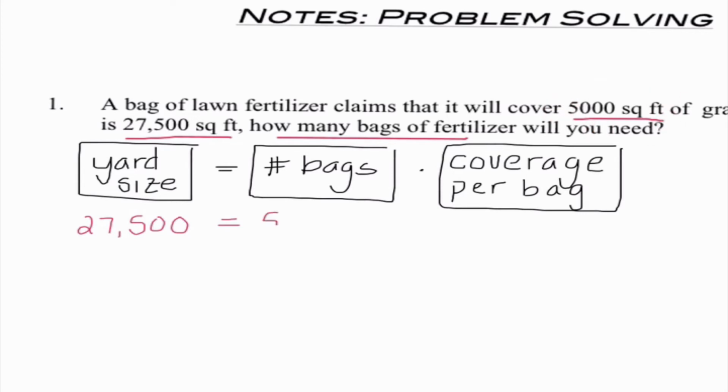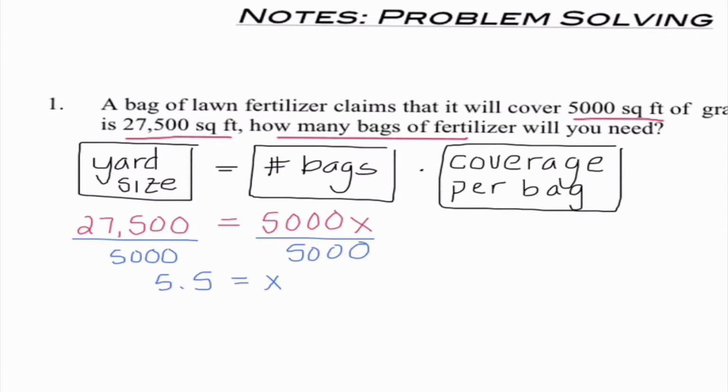So I'm going to write this as 5,000x. Just a reminder, whenever I'm writing multiplication, when we have a variable, I'm always going to write the coefficient first. We never say things like x 5,000, okay? It is 5,000x. Now this becomes a simple problem that we've already learned how to solve. So to get x by itself, I'm going to divide both sides by 5,000. And I get 5.5 equals x. So that would be the algebraic answer.